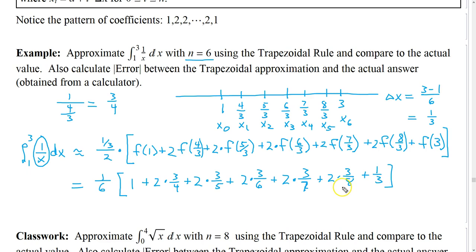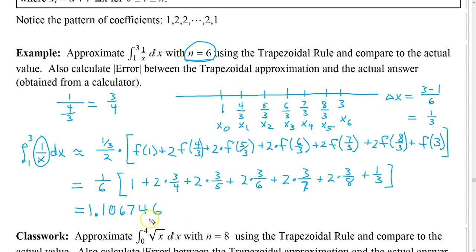And there we go. So this is what we have to evaluate now to approximate our definite integral. And you can just evaluate this on the calculator, and you'll see that you get 1.106746, out to about 6 decimal places there, and rounding.